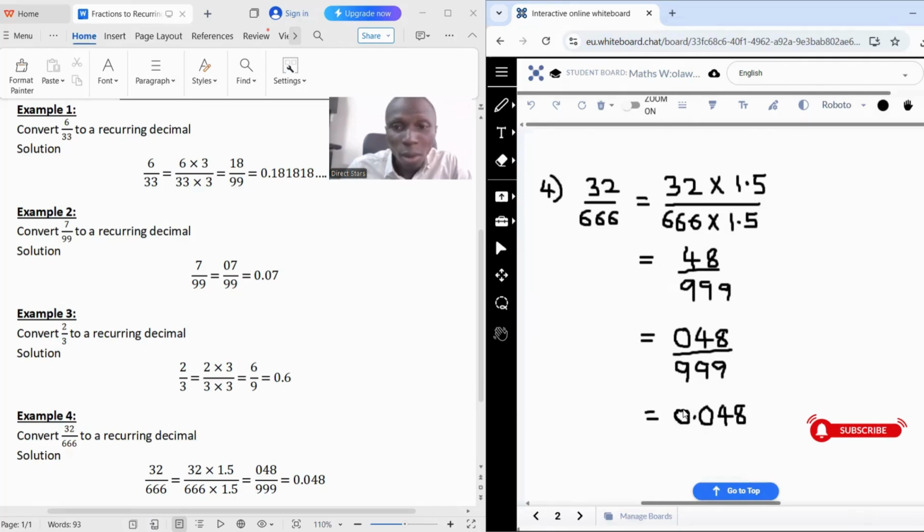So where are we going to place the dot? We're going to place it just on top of the first and the last digit. So this is going to be the recurring decimal of 32/666. So that will be the end of today's class.